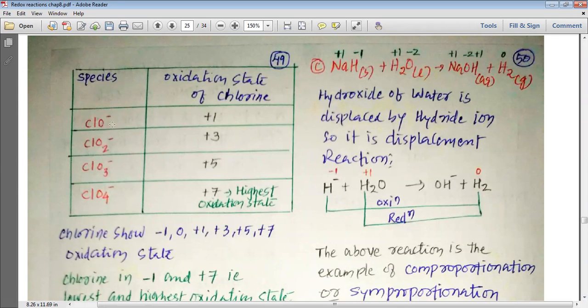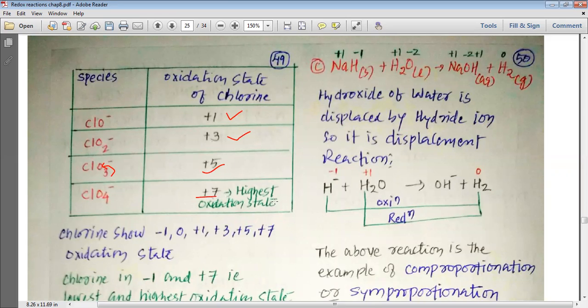If you look into ClO minus, 2 minus 1 is 1. So here we have plus 1 oxidation state. In ClO2 minus, 4 minus 1 is 3, so here we have plus 3 oxidation state. In ClO3 minus, 6 minus 1 is 5, so here we have plus 5 oxidation state. In ClO4 minus, 8 minus 1 is 7, so we have plus 7 oxidation state.